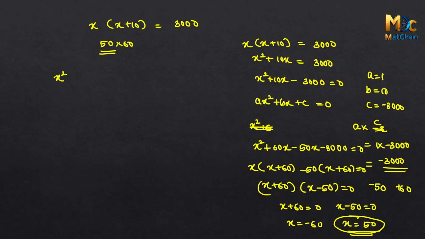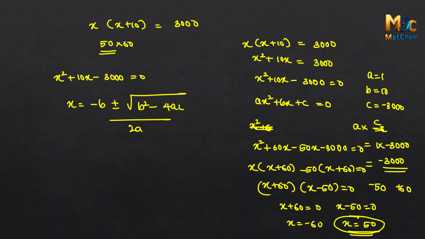So another method is x square plus 10x minus 3000 equal to 0. I am explaining three ways of approach because we should not be in trouble by seeing only one single method. So by comparing the equation, x is equal to minus b plus or minus square root of b square minus 4ac, divided by 2a. What is the b value? b value is minus 10 plus or minus square root of, what is the b square value? That is 10 square equal to 100. Minus 4 into, what is the a value? a is 1. What is the c value? c is minus 3000, divided by 2 into 1.